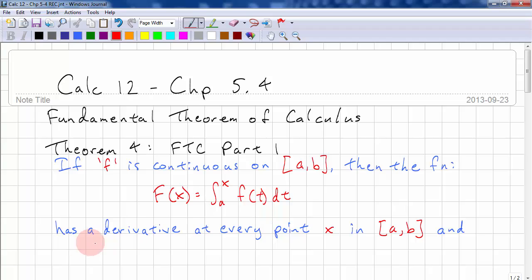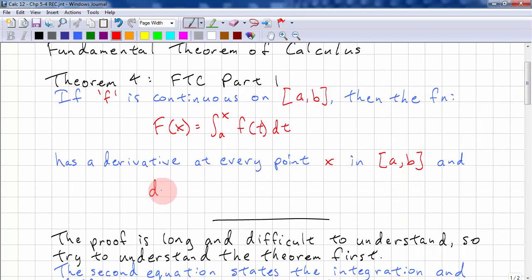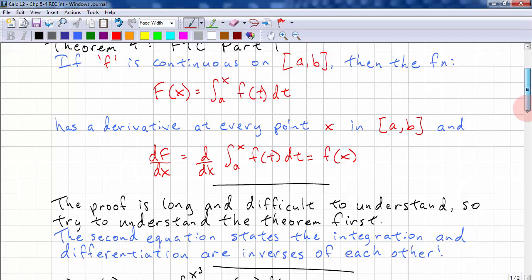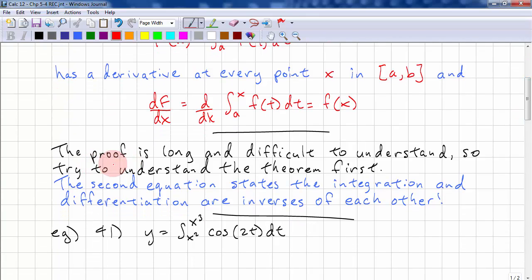So this function has a derivative at every point x in [a, b], and if we take the derivative of this integral, then it's just f of x. It doesn't matter what a is, we have just f of x. And as I have mentioned, the proof is long and difficult to understand, so just try to understand the theorem.